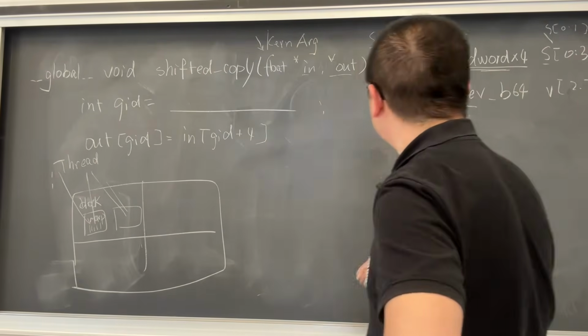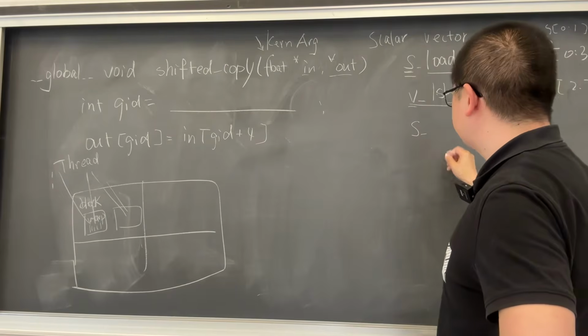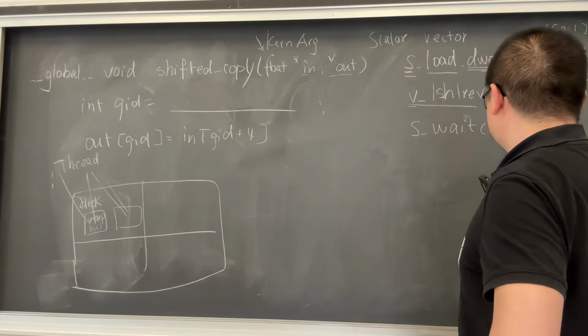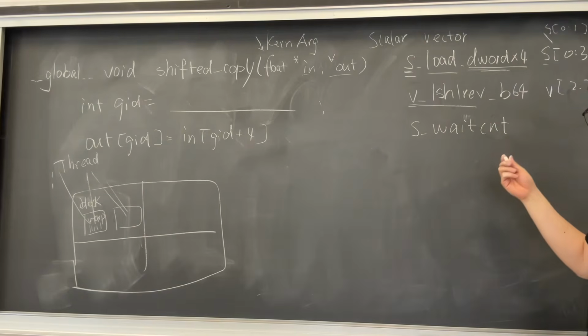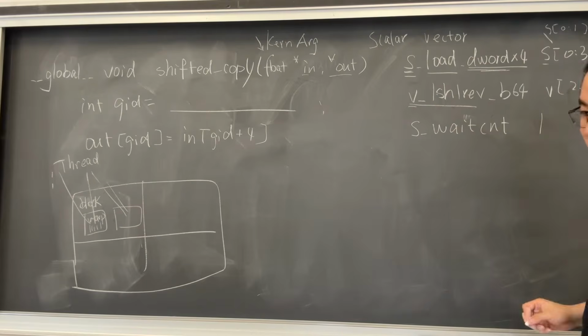Wait, let me introduce this one. I think this one is important. The next one is an S_WAITCNT, wait count. Okay, it's waiting for a counter. And I really hate this name. LGKMCNT 0. This is AMD assembly. Okay. So what does it mean?